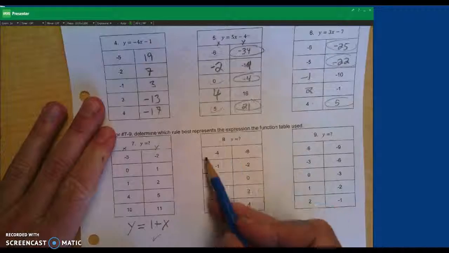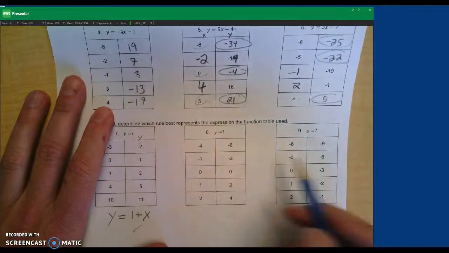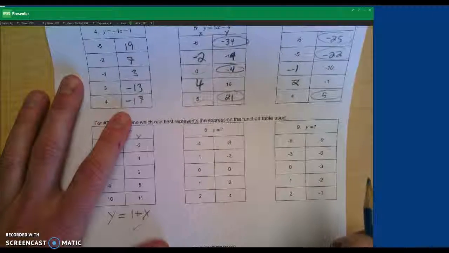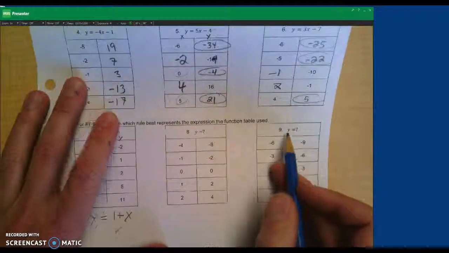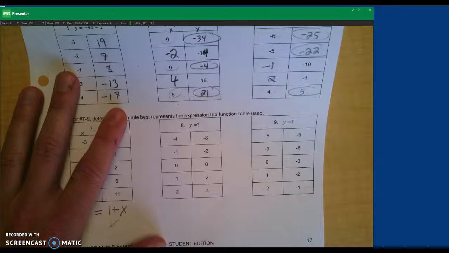Now, try number 8 here, except you're going to be thinking more, I'll just give you a hint. Think multiplication. See if you can come up with the rule. And then number 9, I want you to try too. So go ahead and work through these together for a little bit and press play when you're ready to check the work, and I'll explain it.